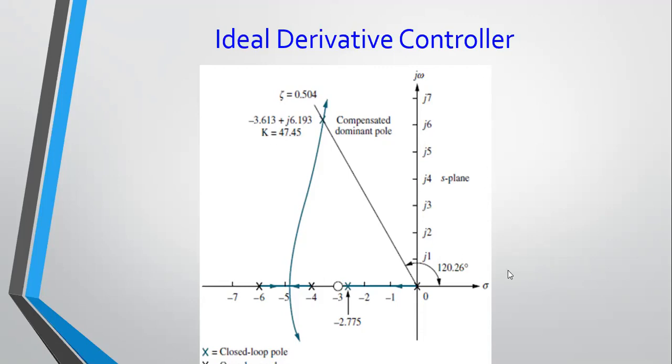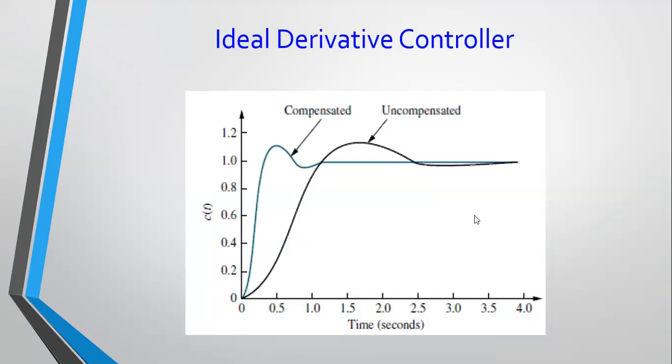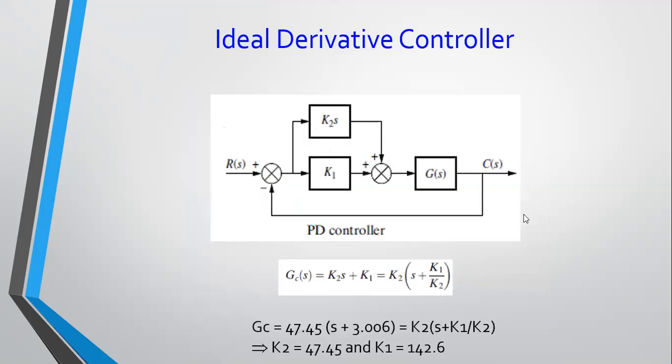Okay. So this is your step response here. Before, this was your uncompensated system, taking quite some time to settle down, and your peak time was also quite high. By doing the compensation, we've designed the controller with a 0 at minus 3.006. So you can see here your overshoot is more or less the same because we are operating on the same damping ratio line, but your peak time has reduced and your settling time has reduced as well.